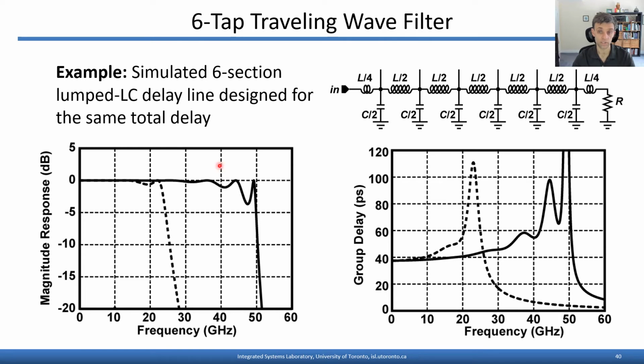But at least you can see here that doing so does have the expected result. We've got twice as many sections in the delay line, but each has half the delay, so we've still got our 37.5 picosecond total delay along the delay line, but we've doubled the bandwidth up to about 35-40 gigahertz. We've doubled the bandwidth over which the magnitude response is approximately constant.